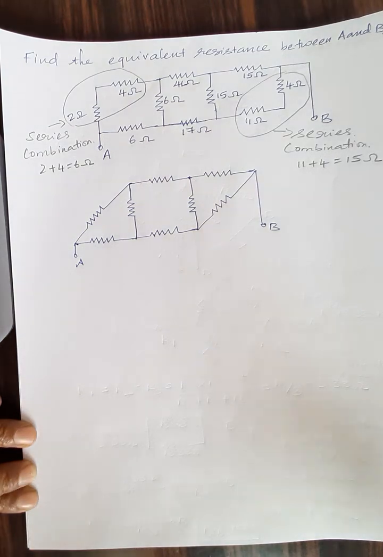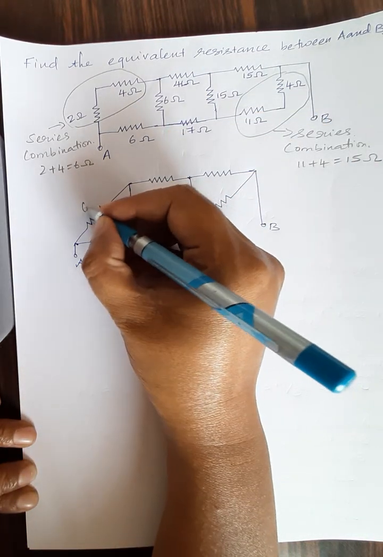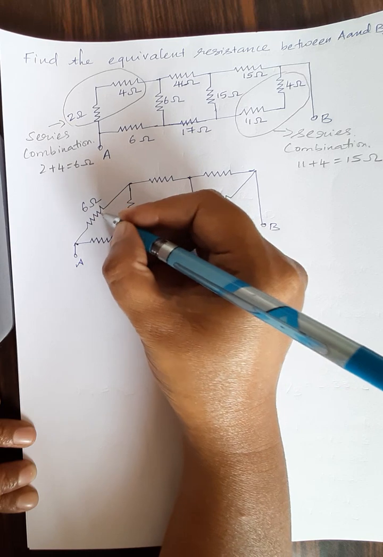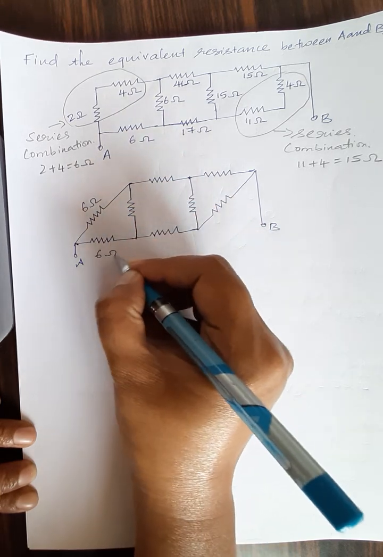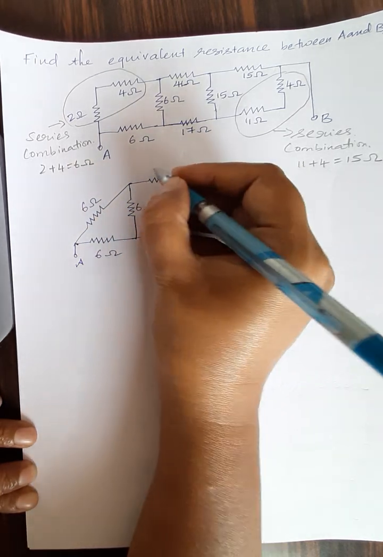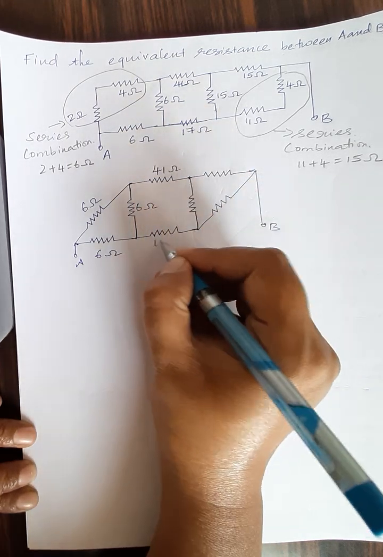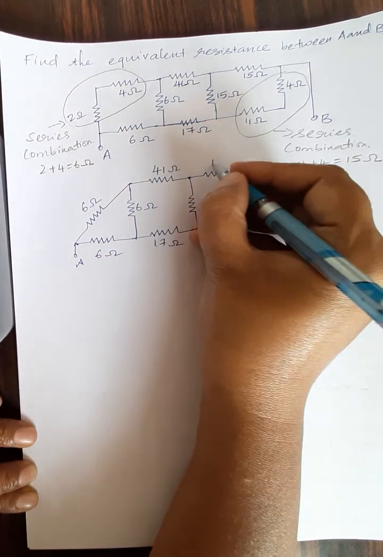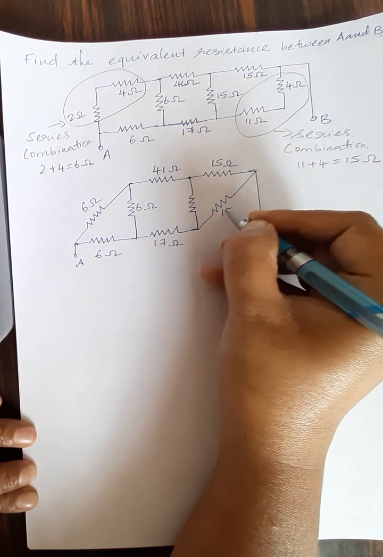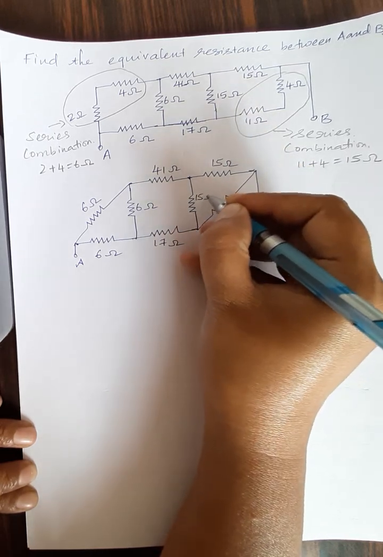The series combination I have just replaced, that's all. You got 6 ohms in series, that resistance I am writing here. And the remaining circuit will be as it is. This is 41 ohms, 17 ohms, 15 ohm, 15 ohms, and this is also 15 ohms.